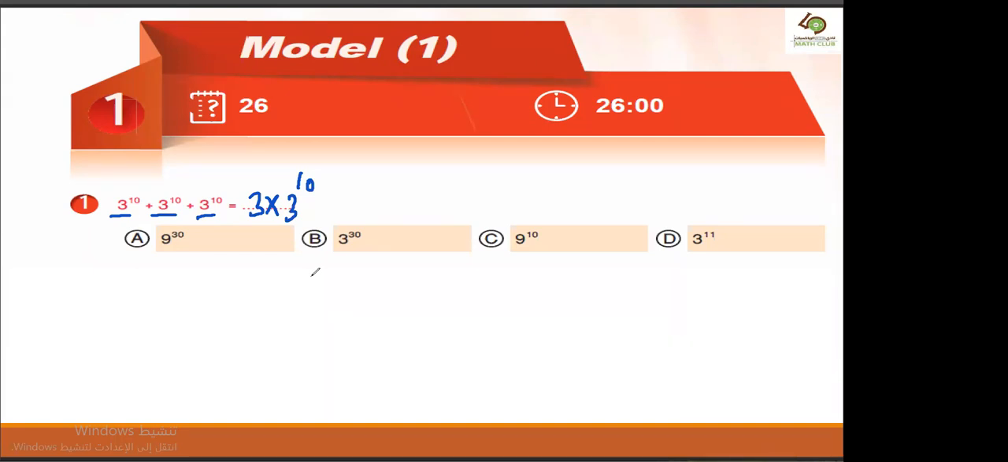Now I have multiplication, right? Now I add the exponent. So the answer is 1 plus 10. So the answer is 3 to the power 11. So the answer is D. Right, yes. You are intelligent.